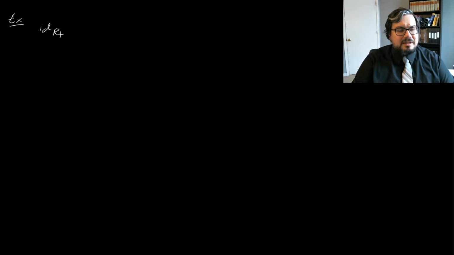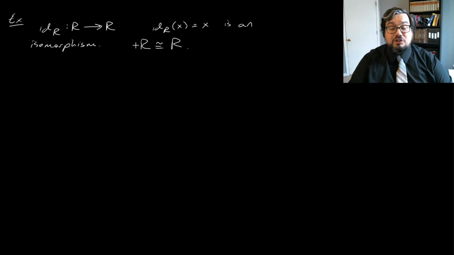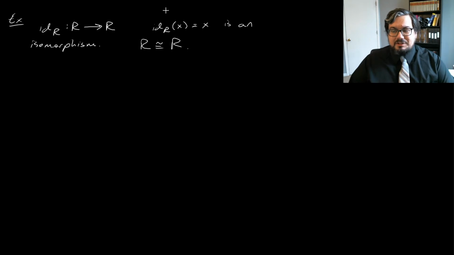The most basic example, but one that's important for establishing a fact later on, is that we could take the identity function. The identity function from R to R, which just takes an element to itself, is always an isomorphism. This shows that any ring is isomorphic to itself, which it really ought to be if isomorphism has the qualities that we want it to.